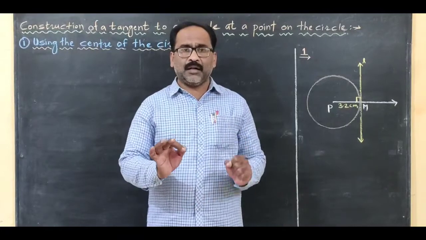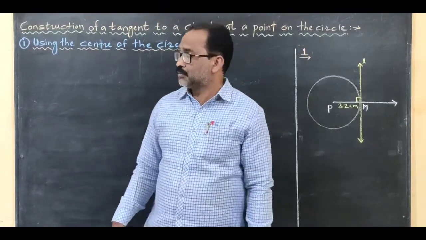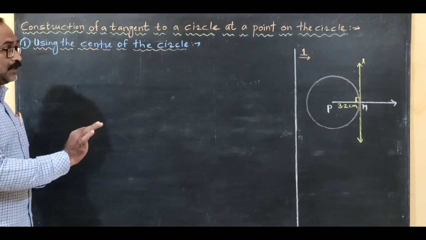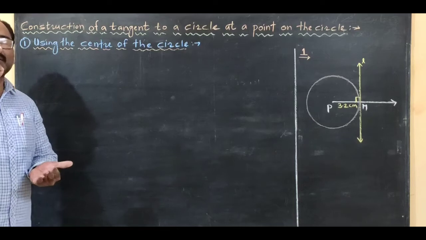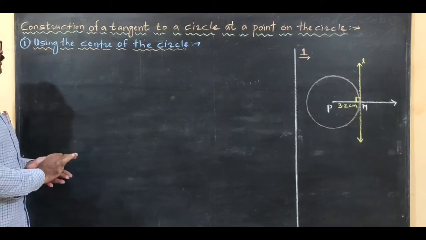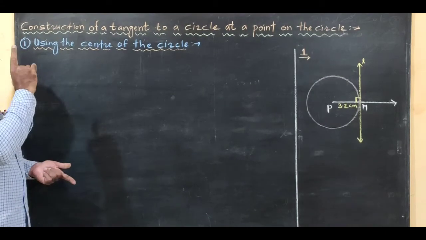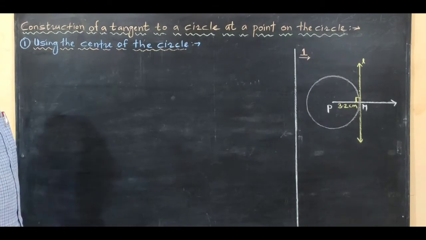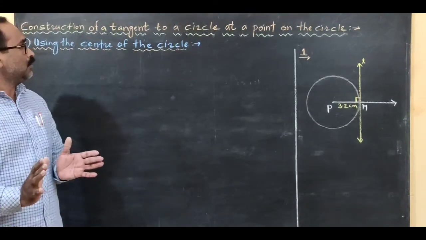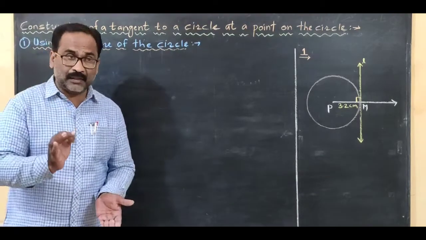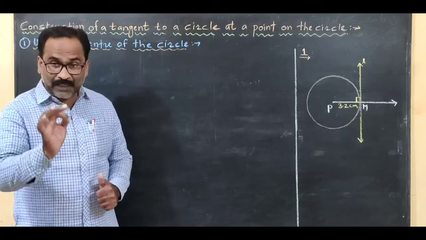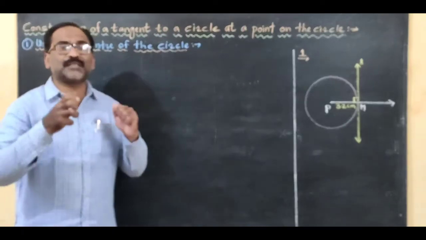Today we start a new construction: a tangent to a circle at a point on the circle. The first method is using the center of the circle. Here in this construction we draw a tangent to a circle at a point on the circle by using the center of the circle.